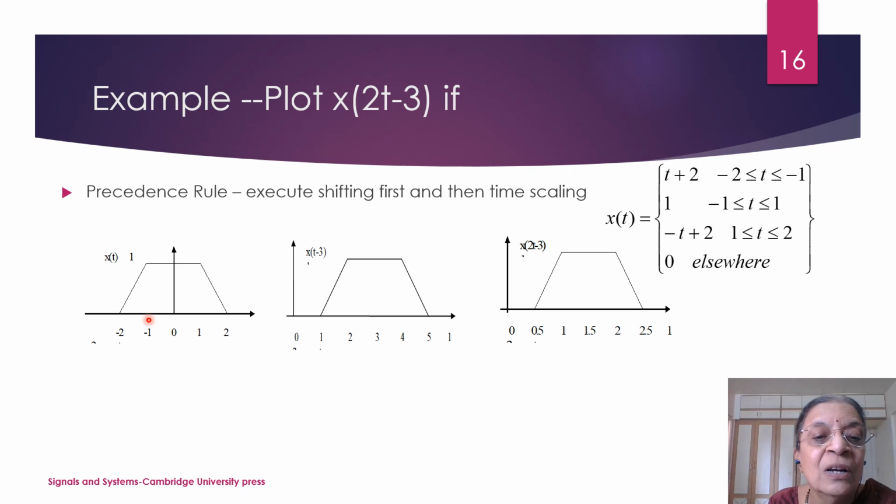So this is 1, 2 and 3. Now the signal will start at 1 and the signal will end at 5, 2 plus 3, that is 5. So this is x of t minus 3.